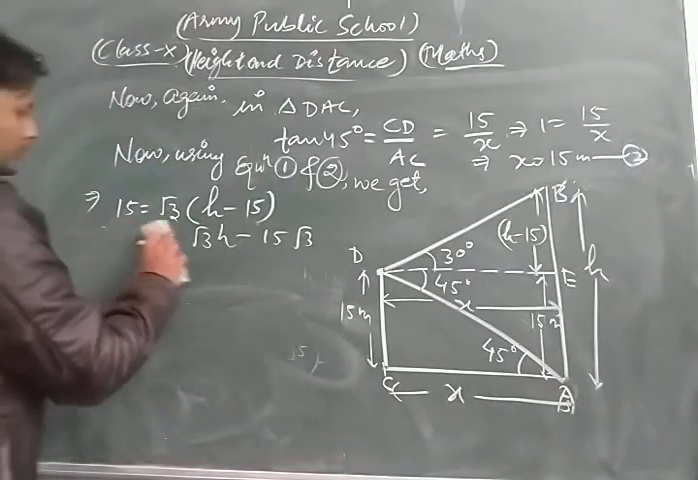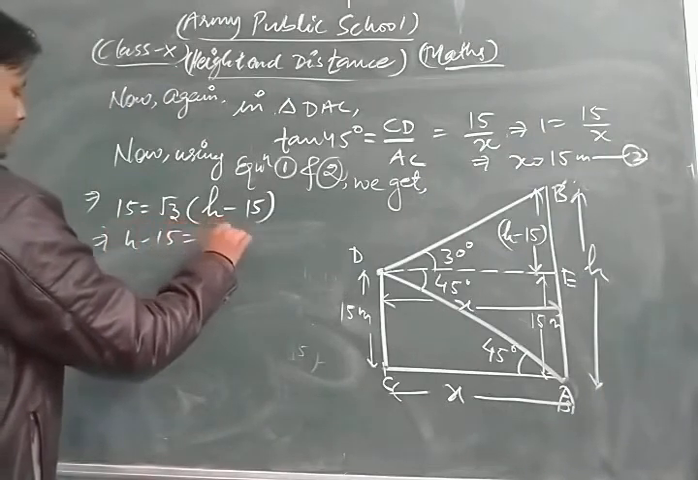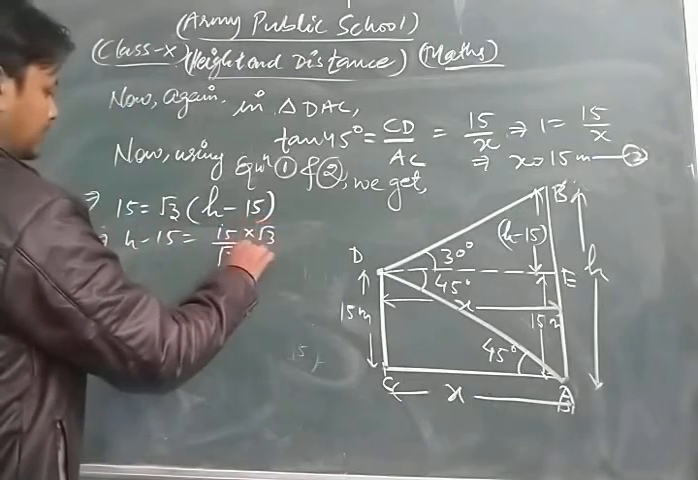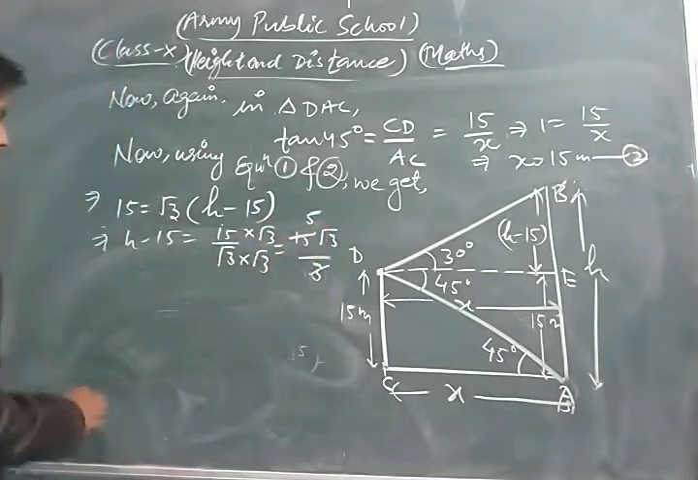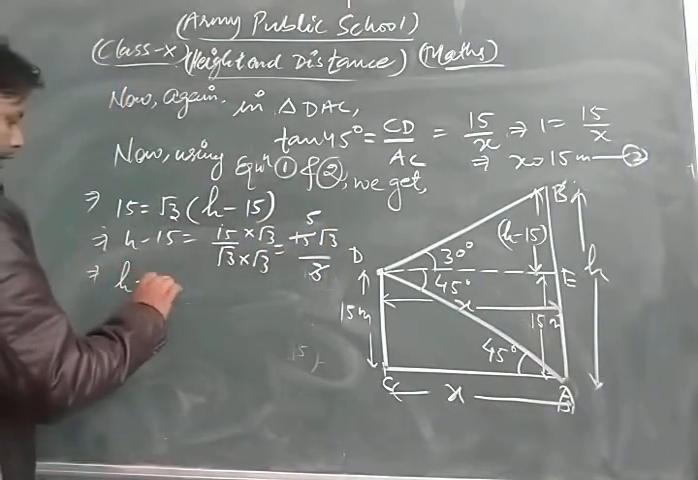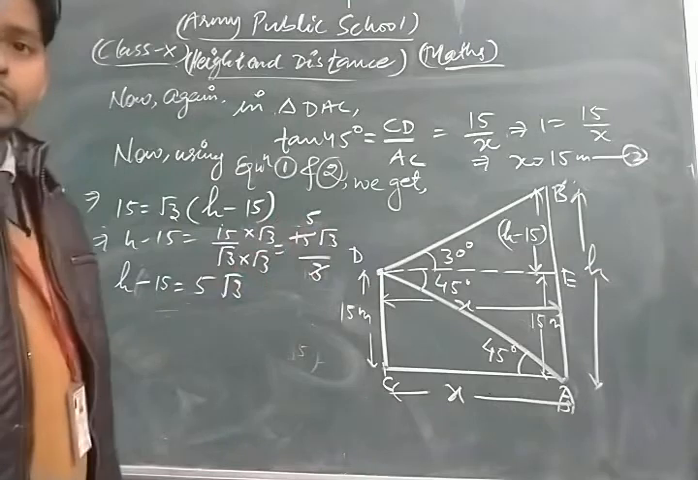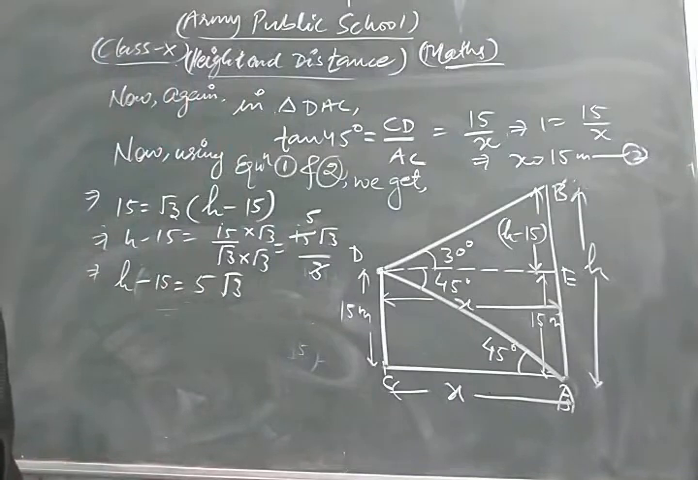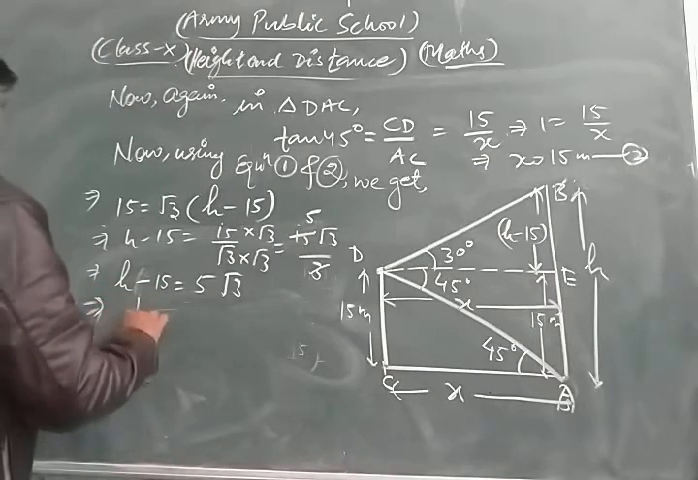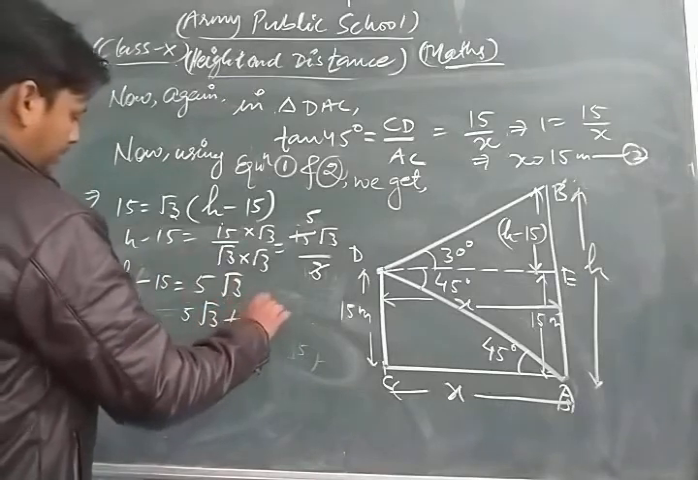Now from there, we do the rationalization. That is 15 root 3 upon 3, and 3 fives are 15. So H minus 15 is equal to 5 root 3. Now we transfer that side. So H is equal to 5 root 3 plus 15.